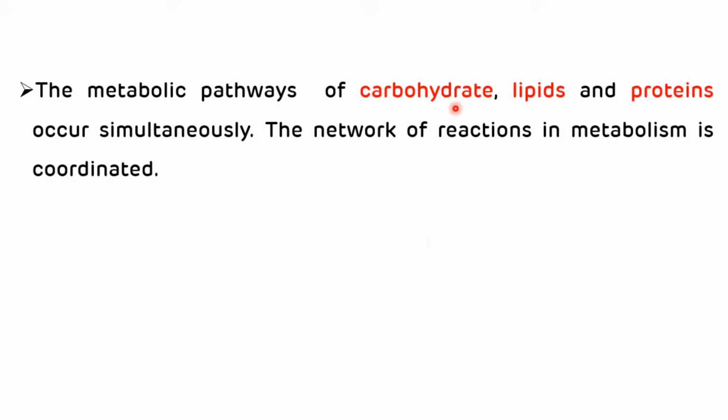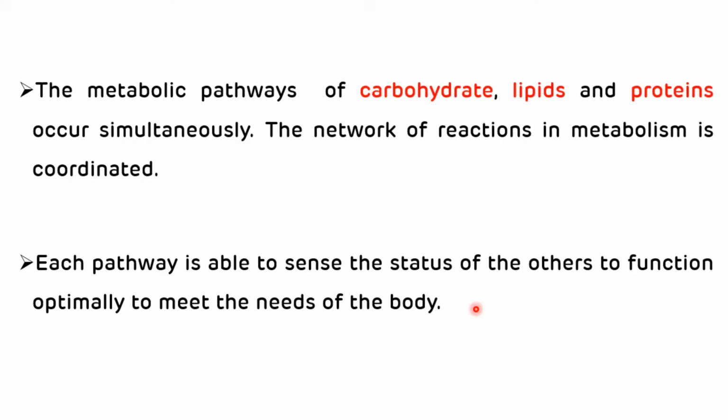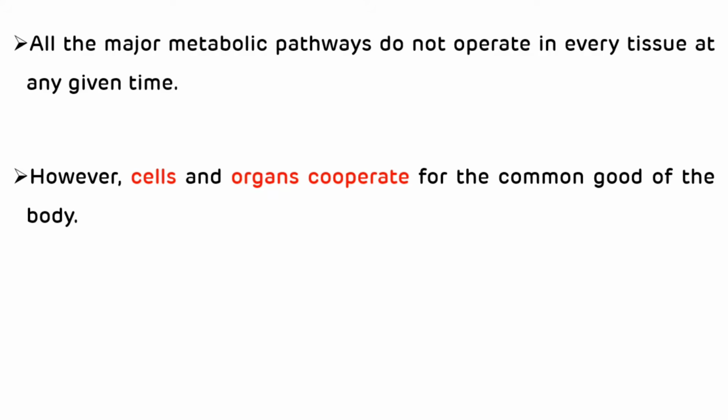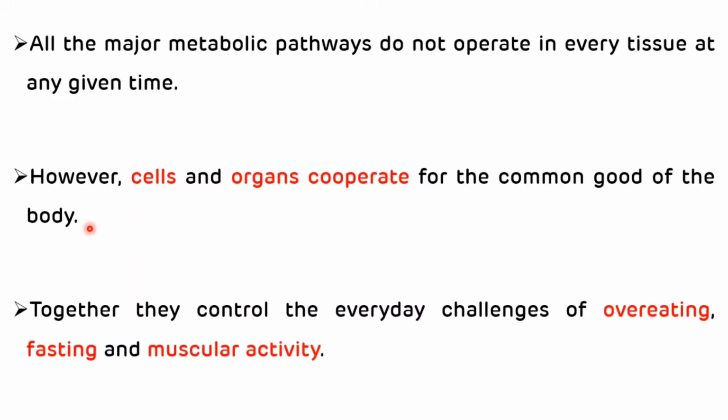Metabolic pathways of carbohydrates, lipids, and proteins occur simultaneously, and the network of reactions in metabolism is coordinated. Each pathway is able to sense the status of others to function optimally to meet the needs of the body. All the major metabolic pathways do not operate in every tissue at any given time. However, cells and organs cooperate for the common good of the body. Together, they control the everyday challenges of overeating, fasting, and muscular activity.